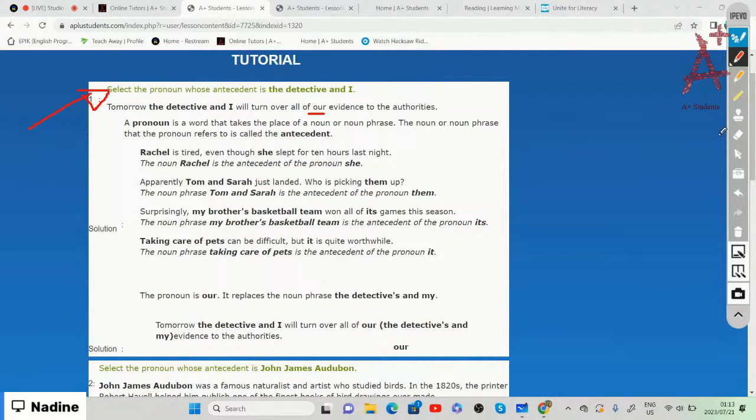And remember, we said that a pronoun is a word that takes the place of a noun, or takes the place of a noun phrase. And in this sentence, the pronoun our takes the place of the noun phrase, which is the detective and I.